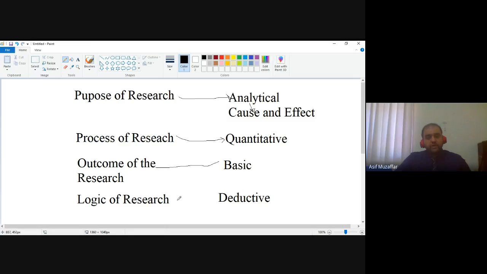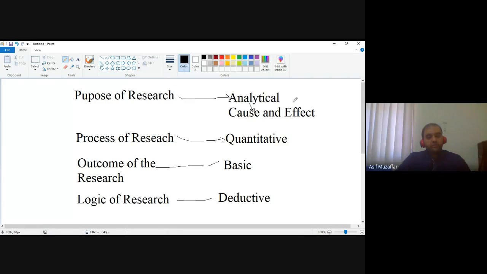The outcome of the research can be basic, it can be applied. It doesn't matter. But if your data is quantitative, your logic of research should be deductive. If your purpose of research is analytical, then your logic of research should always be deductive. So they are linked with each other.